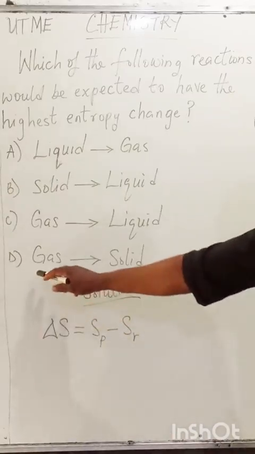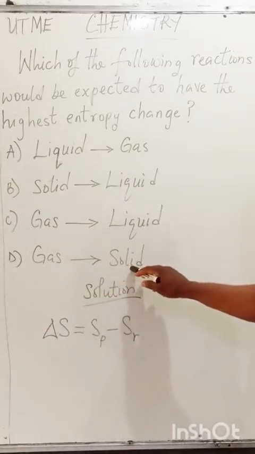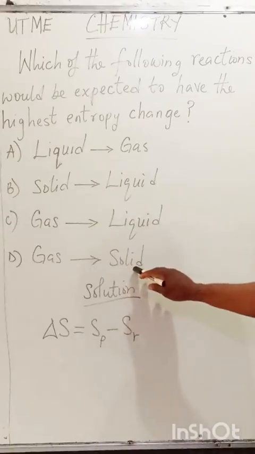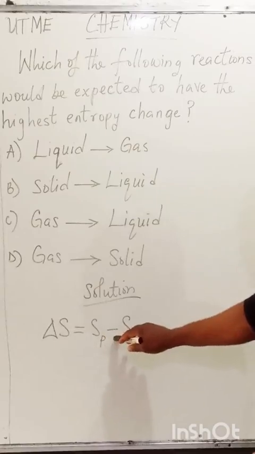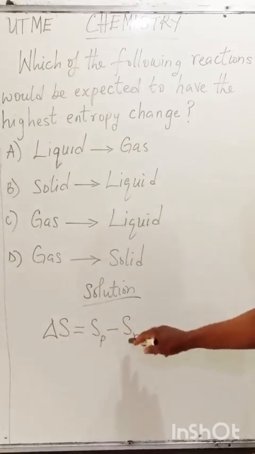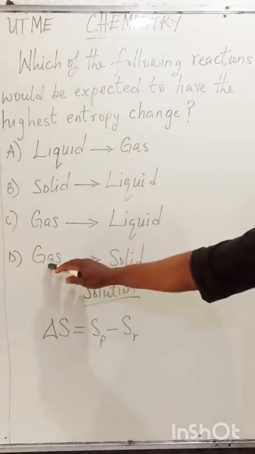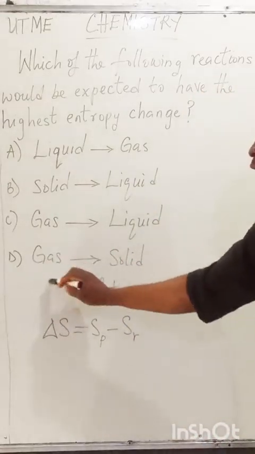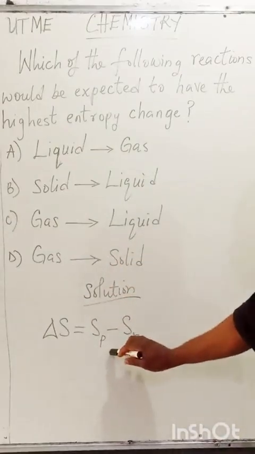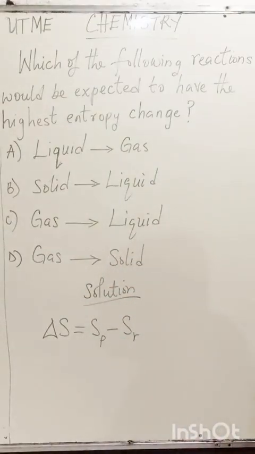So let's check the entropy change here. Solids have very low entropy. So this solid product has a very low value, minus the entropy of the reactant, which is a gas in this case, a very high value. When we take away a very high value from a very low value, we are going to get a negative value. Do you understand?